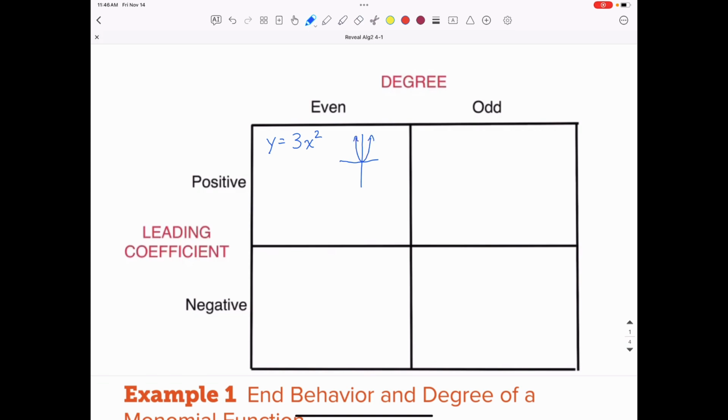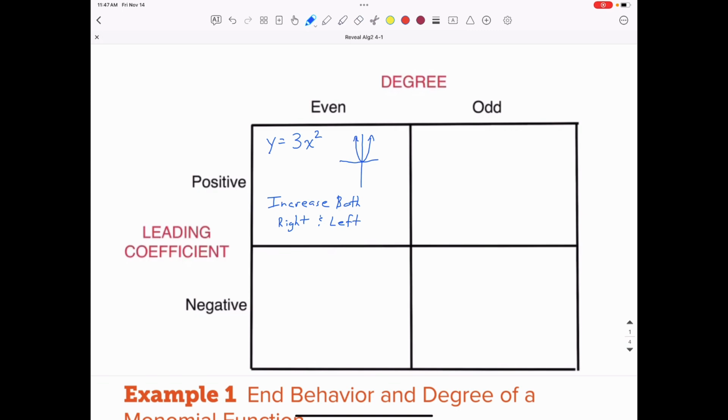Where it increases on both sides. Any term with a positive leading coefficient and an even degree is going to increase both right and left. So it doesn't matter whether it has an exponent of 2 or an exponent of 4 or an exponent of 6, as long as the exponent is even and the leading coefficient is positive, it will increase on both right and the left. But let's say we have an odd degree, but still have a positive lead coefficient.